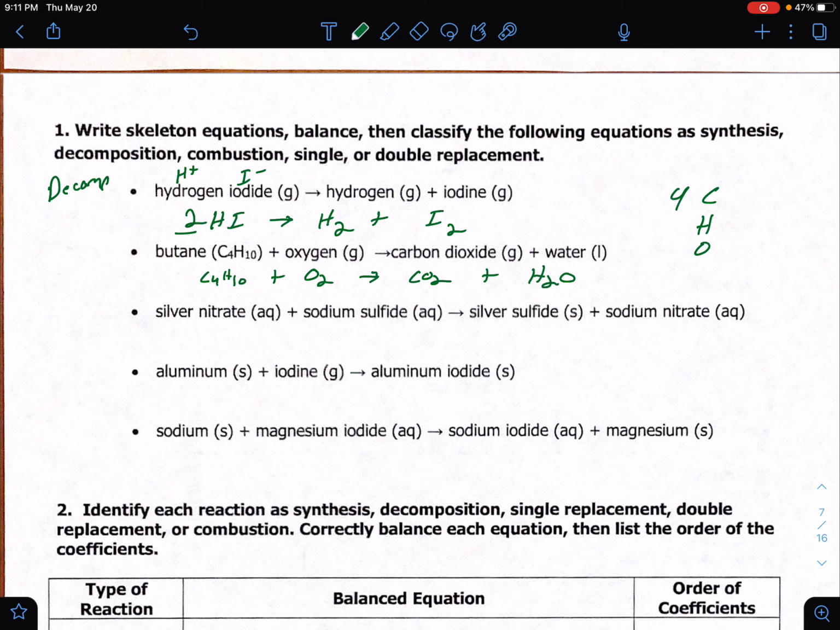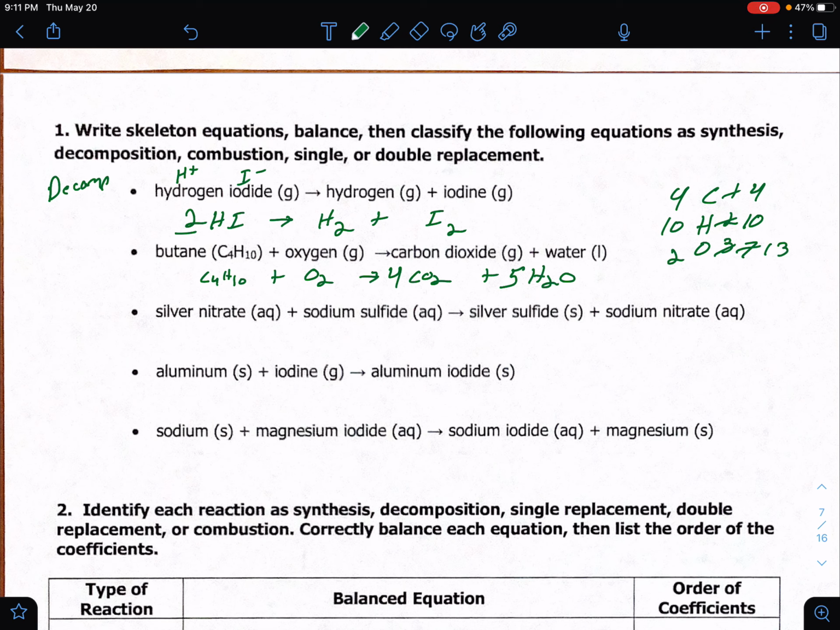I have 4 carbons on the left, 10 hydrogens on the left, 2 oxygens on the left, 1 carbon, 2 hydrogens, 3 oxygens. So I'm going to fix carbons first. I usually like to save my oxygens for last. So I'm going to put a 4 in front of this CO2. So that fixes my carbons to 4. But if I look at my oxygens, 4 times 2 is 8, plus that 1 on H2O gives me 9. So now I'm going to move on to hydrogens. I have 10 hydrogens on the left, only 2 on the right. So I'm going to multiply this H2O by 5. Okay, that gives me 10 hydrogens. Now I have to check my oxygens again. I have 8 plus 5 gives me 13.